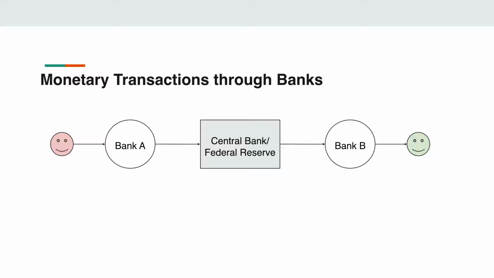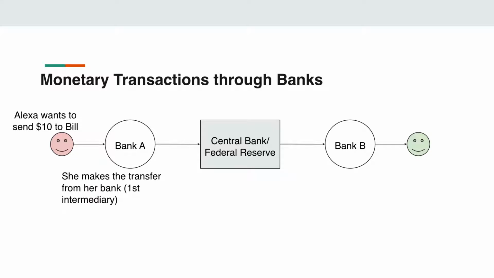Here is a diagrammatic depiction of the transaction. Alexa will have to go to the bank, for example Barclays Bank, and make a transfer from the bank. This bank is the first intermediary of the transaction. For the bank to send money to another bank, another intermediary is introduced. This is mostly a central bank or the Federal Reserve. There's no trust between banks, so a third party is needed to enforce trust between the banks as well.